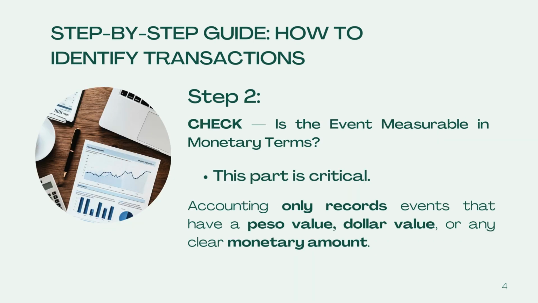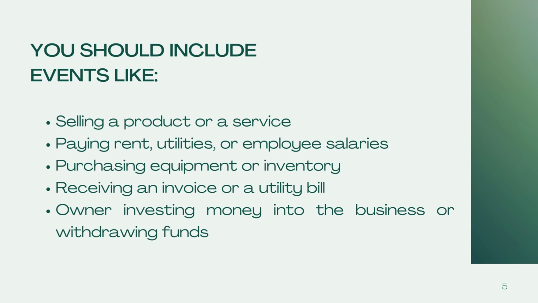Step 2. Check. Is the event measurable in monetary terms? This part is critical. Accounting only records events that have a peso value, dollar value, or any clear monetary amount. You should include events like selling a product or a service, paying rent, utilities, or employee salaries, purchasing equipment or inventory, receiving an invoice or a utility bill, owner investing money into the business or withdrawing funds.